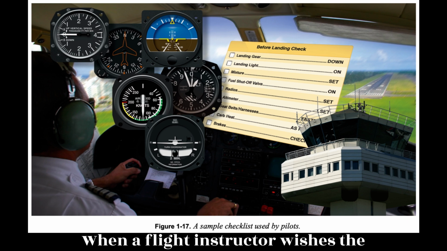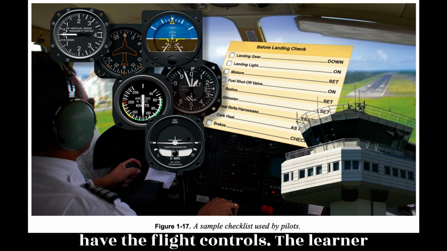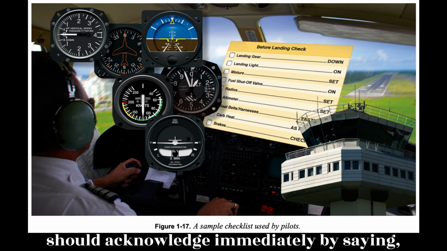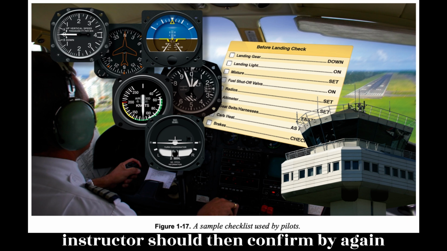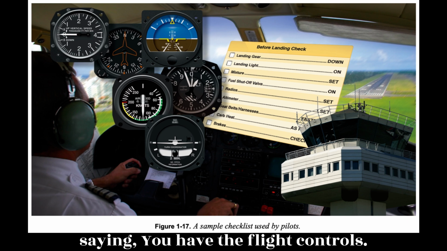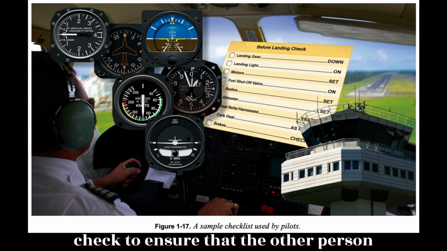When a flight instructor wishes the learner to take control of the aircraft, he or she should say to the learner, "You have the flight controls." The learner should acknowledge immediately by saying, "I have the flight controls." The flight instructor should then confirm by again saying, "You have the flight controls." Part of the procedure should be a visual check to ensure that the other person actually has the flight controls.